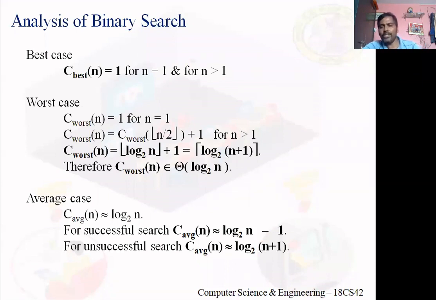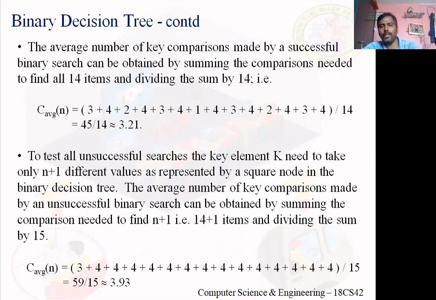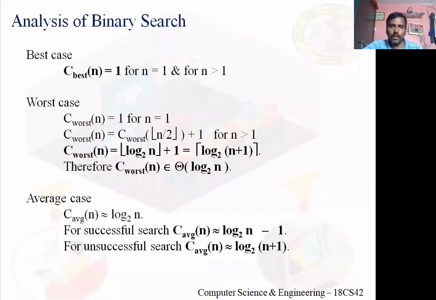Similarly, for the average case, I find approximately 3.21 in case of successful search, and approximately 3.93 in case of unsuccessful search. Clear? If I round off, it is nothing but 4, which is nothing but log 14, so it is logarithmic. In the average case also, it is logarithmic. So best case, when I search for the mid element, 1 comparison. In the worst case, the maximum number of comparisons we have seen is 4, that is log n. In the average case also, approximately log n.